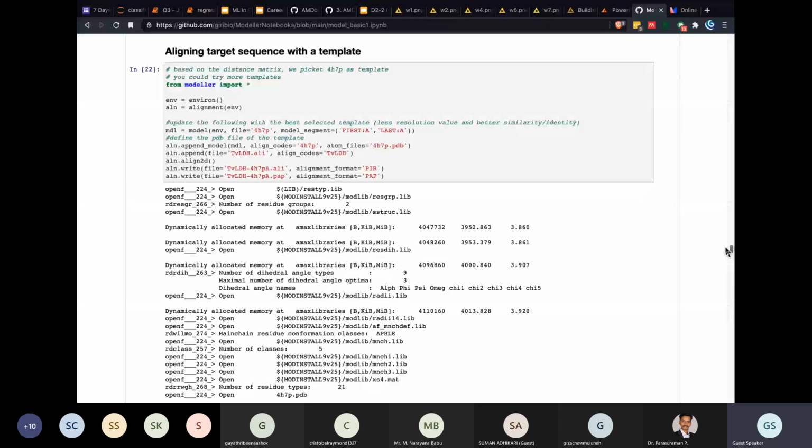Okay, this is all output. So the input and output, everything will be in a single page. That is a benefit here. And this is again aligning the target sequence with the template. Then you can do result analysis and finally generate a graph.